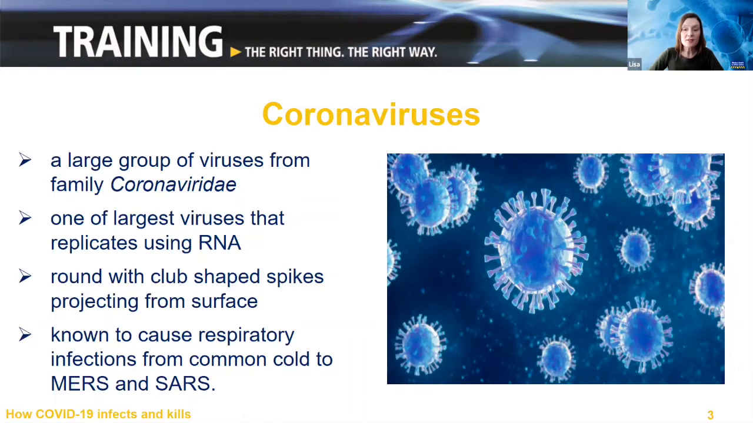Simple coronaviruses are known to cause respiratory infections ranging from the common cold to more severe diseases such as Middle East Respiratory Syndrome, or MERS, and Severe Acute Respiratory Syndrome, or SARS, which killed 44 people in Ontario in 2003. The scientific name for that virus was SARS-CoV-1. The most recently discovered coronavirus, SARS-CoV-2, is the virus that causes the disease COVID-19.